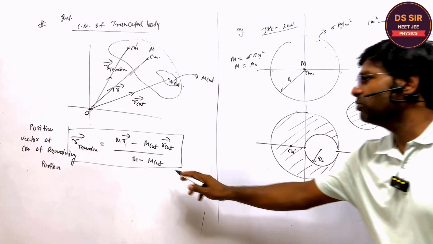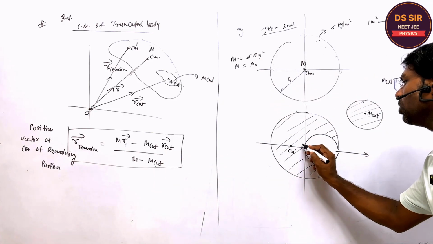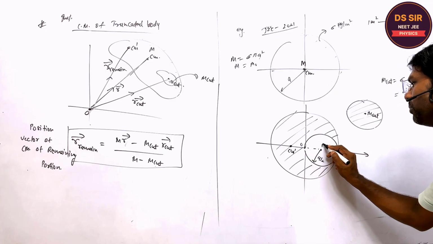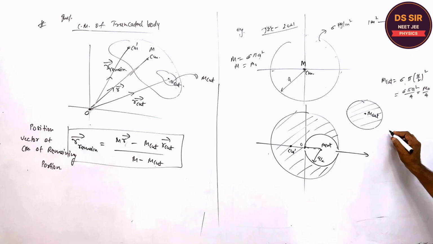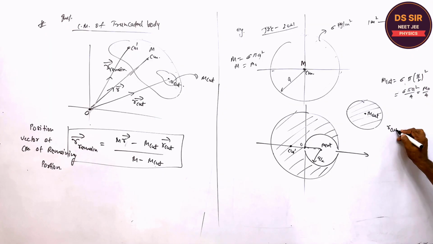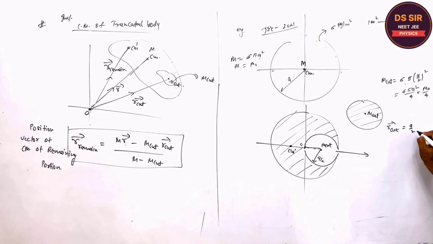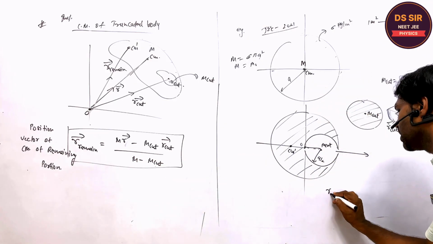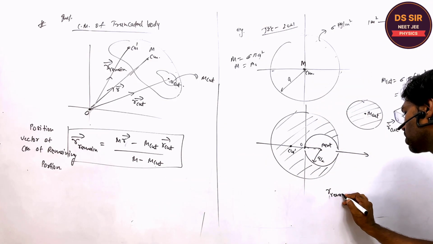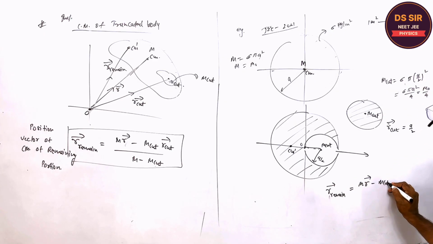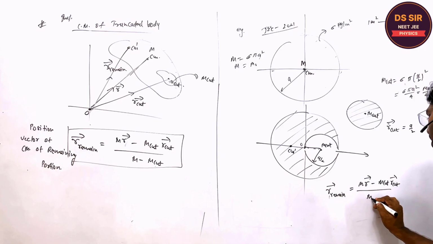So the m cut we have found, now the r cut. If this is the origin, this is the center of mass of the cutting object. So its m cut will be present over there. So what will you write for the r cut? What is the r cut position vector? This is on this side, so this is a by 2. So the r remaining, what is the formula? It is m into r minus m cut into r cut divided by m minus m cut. Is it clear or not?